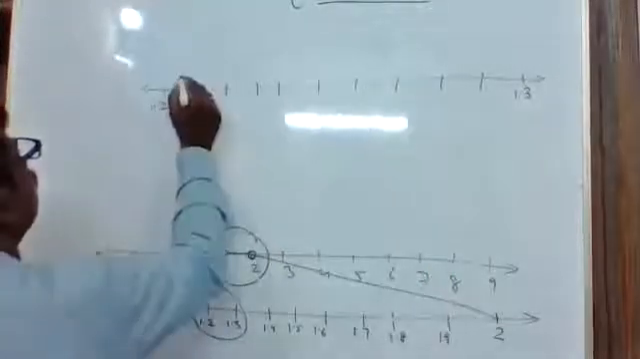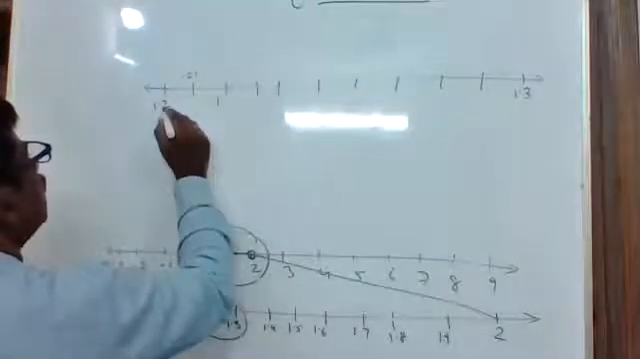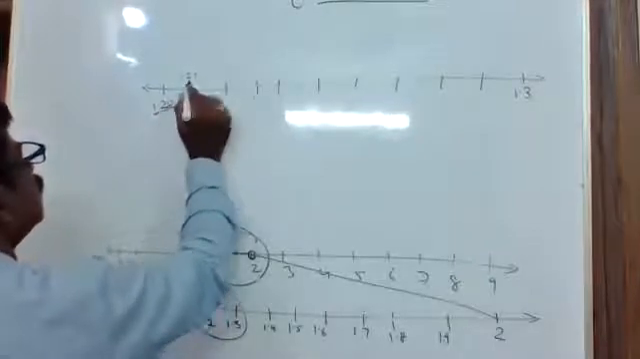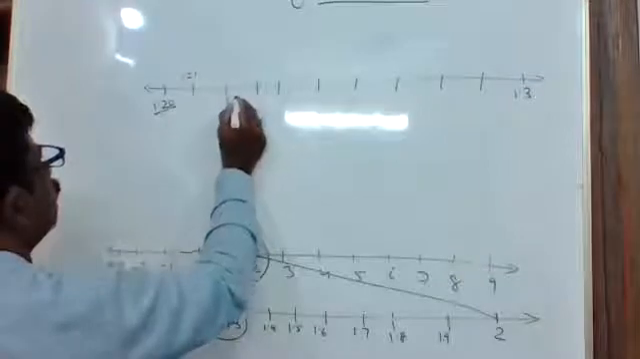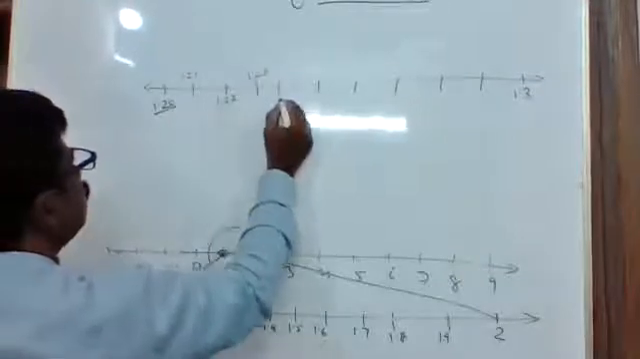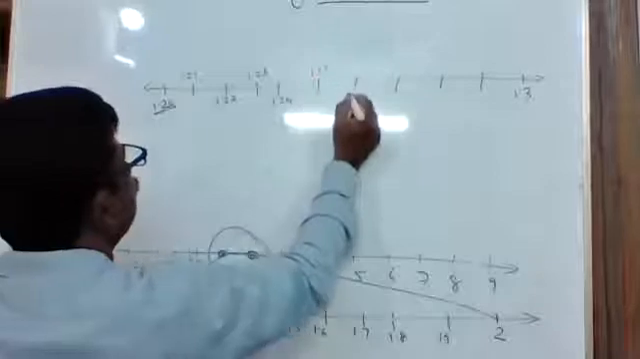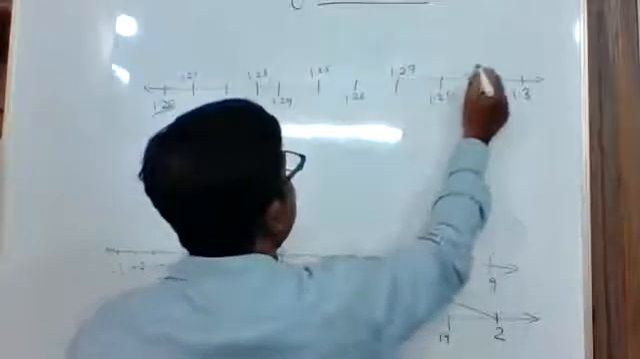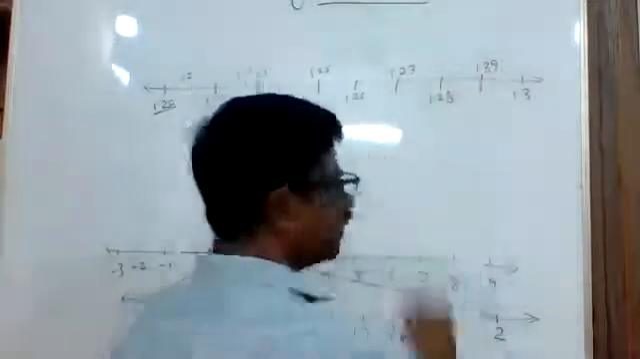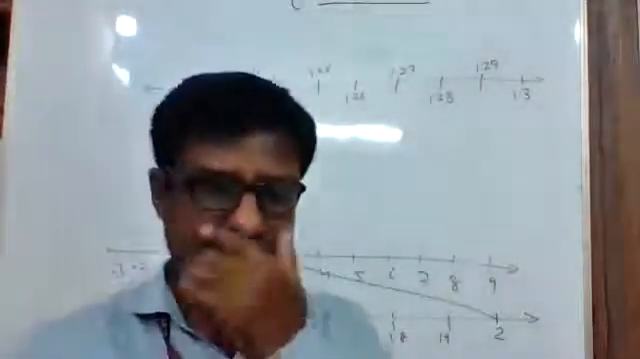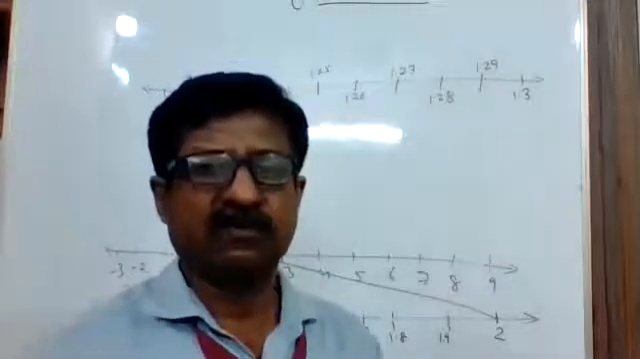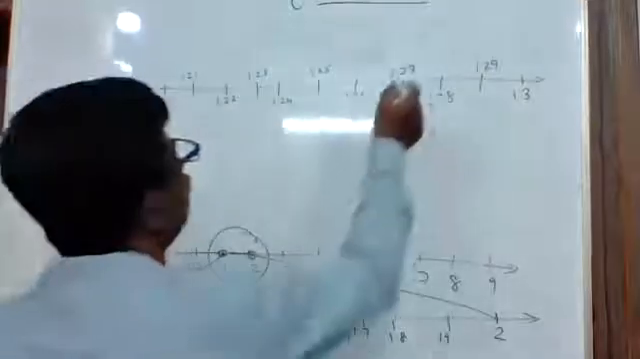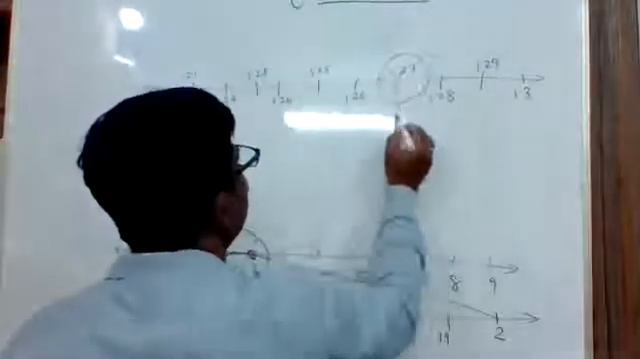What are the numbers? 1.21. This is 1.2. 1.2 means 1.20. If this is 1.20, next will be 1.21, 1.22, 1.23, 1.24, 1.25, 1.26, 1.27, 1.28, and this is 1.29, and the last is 1.3. This is our number line. What is our aim? We have to represent 1.27 on the number line. Search for 1.27. This is the point 1.27.